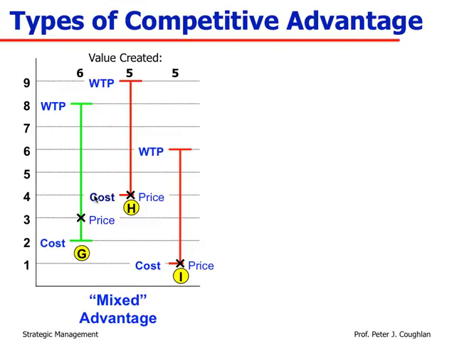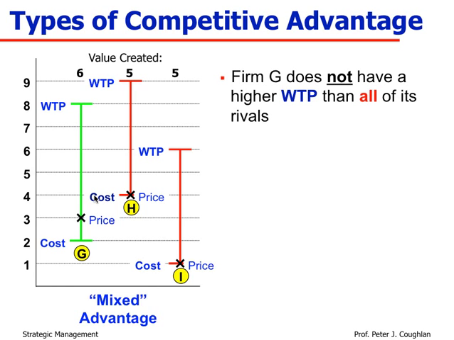But note that firm G does not have a higher willingness to pay than all of its rivals, right? It has a higher willingness to pay than firm I, but not than firm H. So it does not have a differentiated position. It's differentiated relative to firm I, but not firm H.